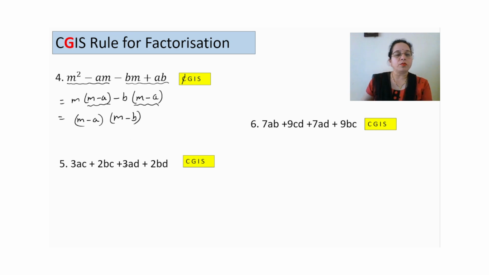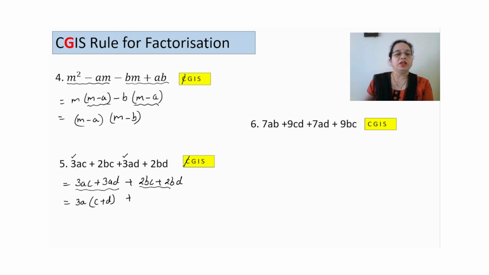Again, four terms. From all the four terms, you can't take common. Now the grouping. So you can see that these two coefficients are the same. So we will write down these two together. Then 2BC plus 2BD, write down these two. From these two, take common. So 3 is common. A is also common. So what is left? C plus D.